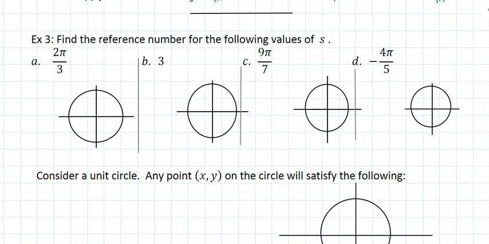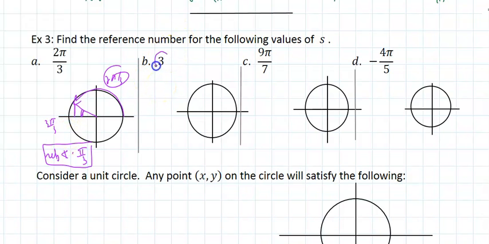If I take example 1, if s is 2 pi over 3, well, hey, I know this is 3 pi over 3, and we're talking about that reference angle. The reference angle will be from 2 pi over 3 to pi. What is that right there? That is pi over 3. That's really pi minus 2 pi over 3, but no big deal.